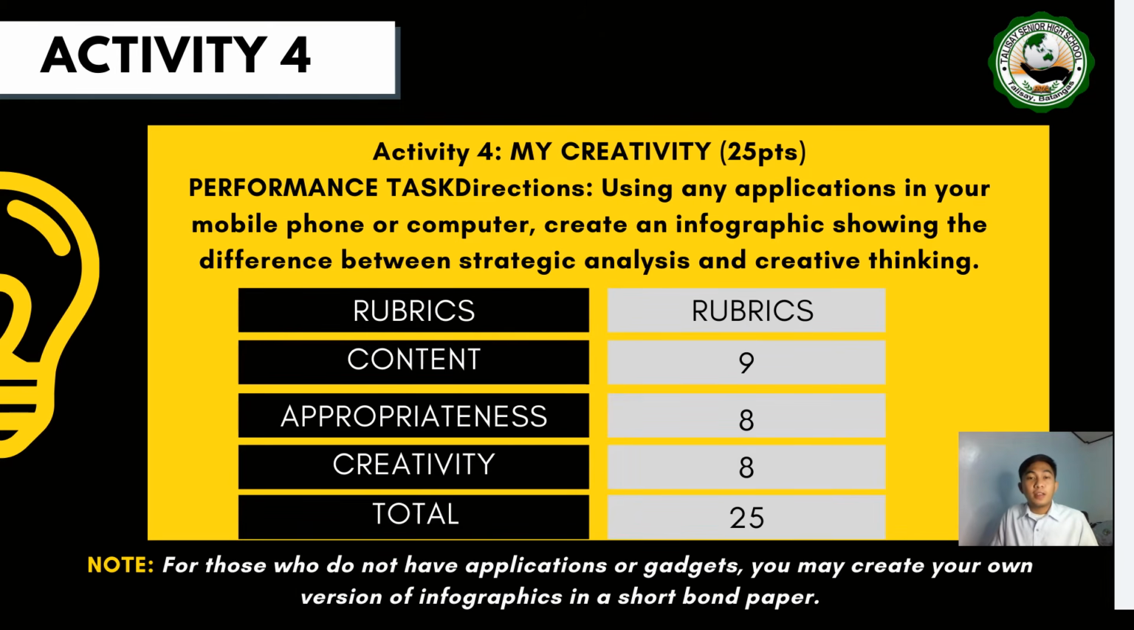So this is the rubrics. For content, you'll be getting 9 points, appropriateness 8 points, creativity 8 points for a total of 25 points. So note, for those who do not have applications or gadgets, you may create your own version of infographic in a short band paper. Okay? And for those who are going to create through digital platforms, you may post your outputs on our Facebook page. Okay.